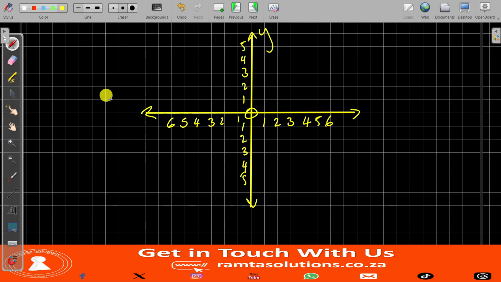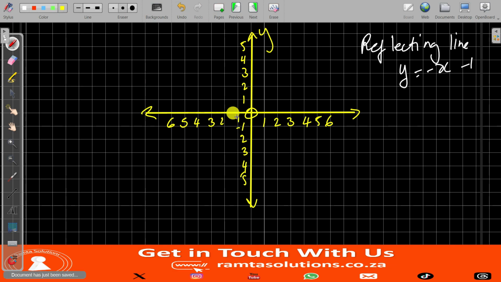All right. So remember our reflecting line. Our reflecting line was y equals negative x minus 1. So I want you to now think of it in this way. Y-intercept was negative 1. Where is it? It's this one here. And then x-intercept will also be negative 1.